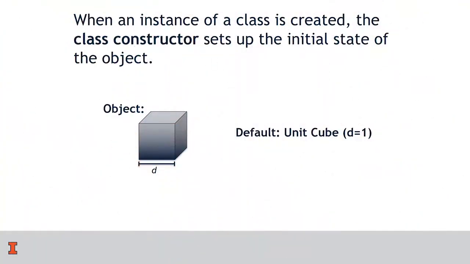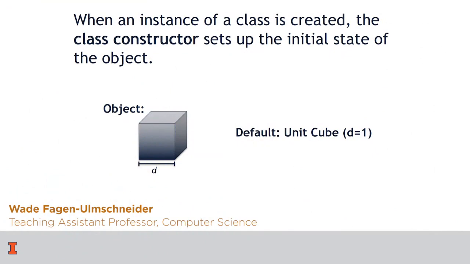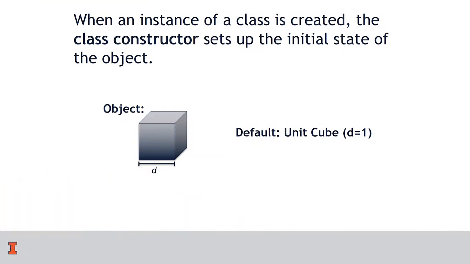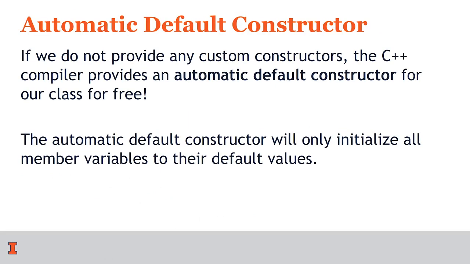When an instance of a class is created in C++, the class constructor lets us program exactly the initial state of the object that's created. Let's see how this works. In C++, an automatic default constructor is provided for us if we haven't defined any constructor whatsoever.